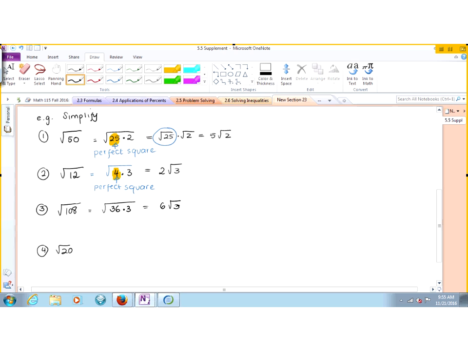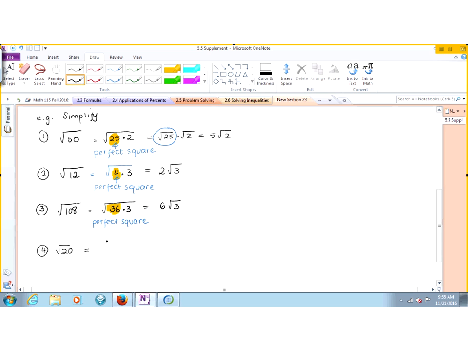How come the 3 has to stay under the square root? Well, it's not a perfect square. Yeah, so only a perfect square can get out. All right, so this is the perfect square.